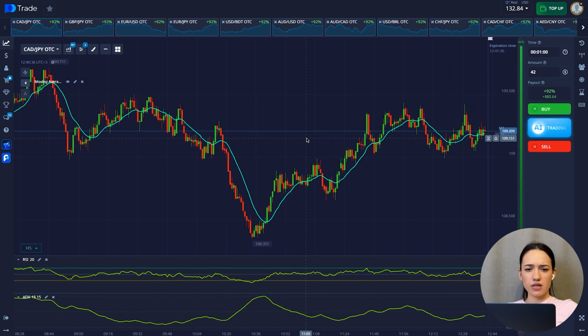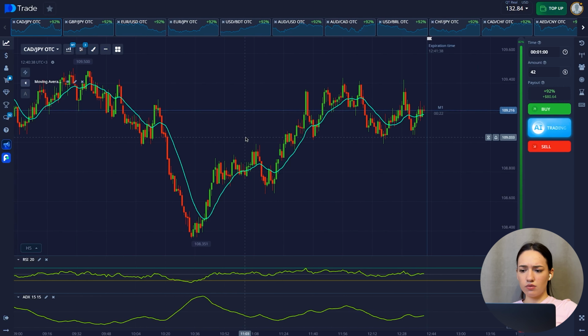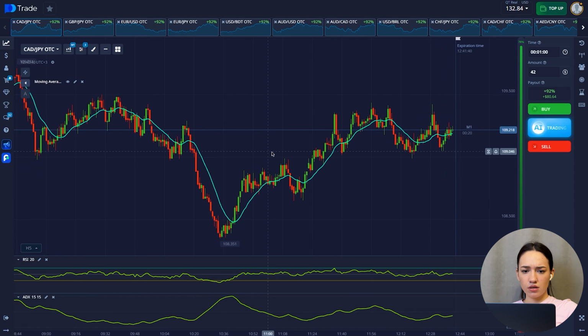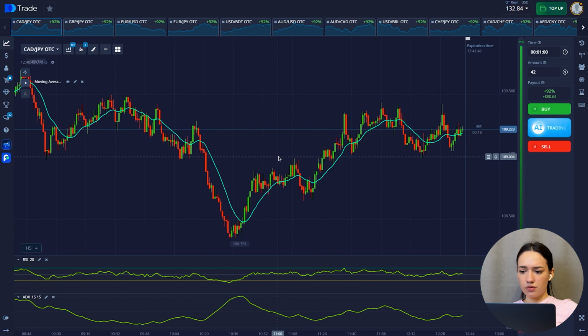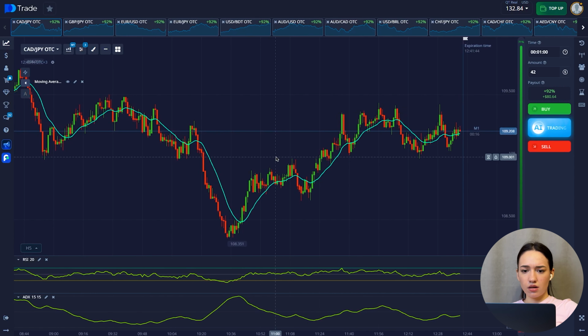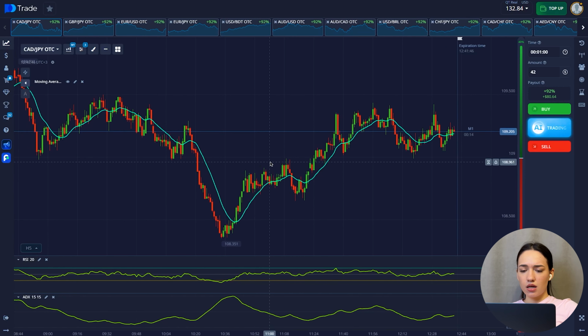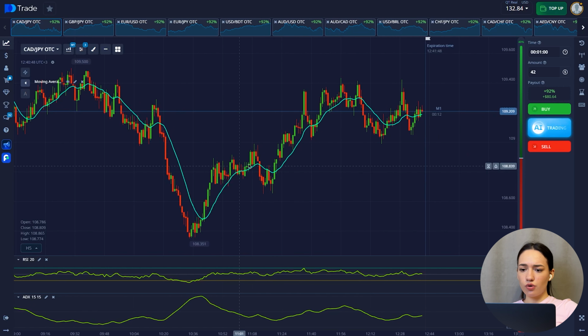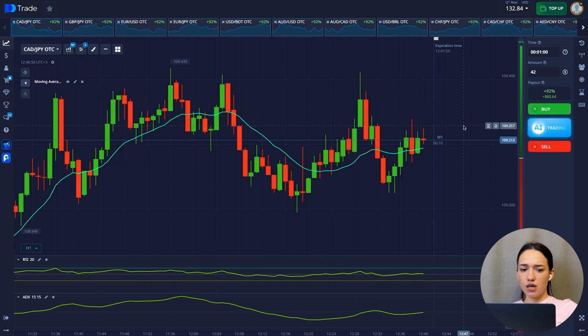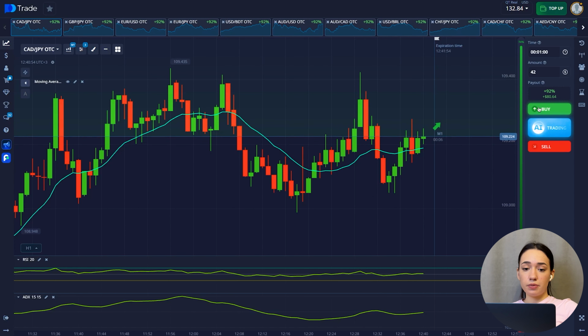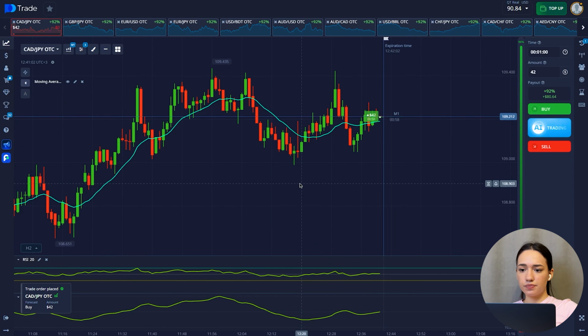I think this asset looks good. I'll stop here. Yeah, I'll open a buy trade here. And earlier, guys, there were strong bearish volumes, and we're now opening a position on the next candle, just expecting a reversal.